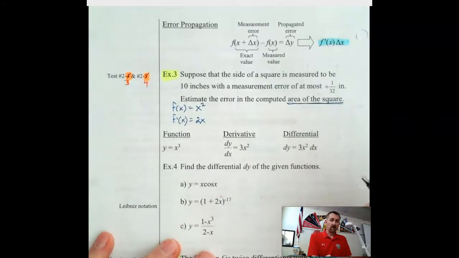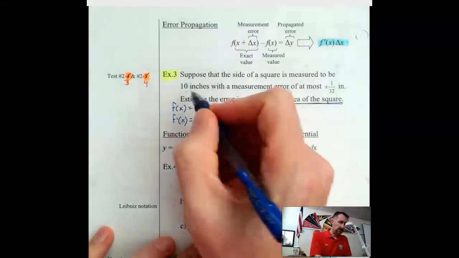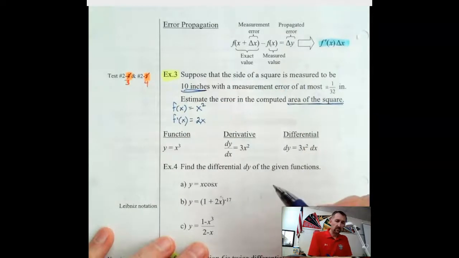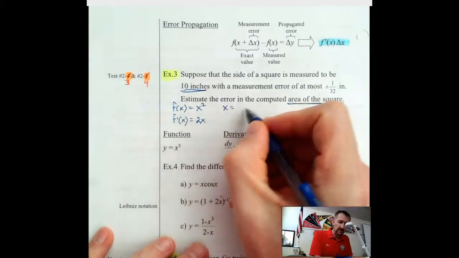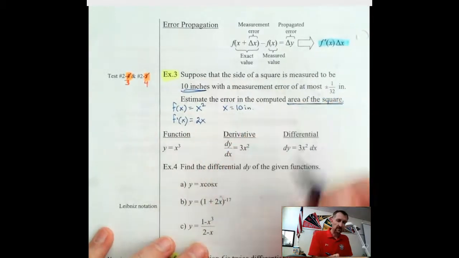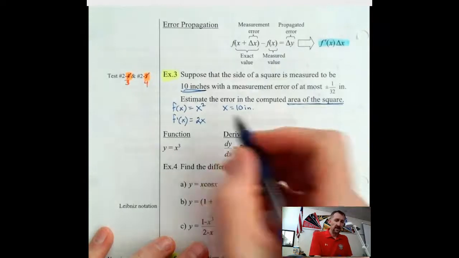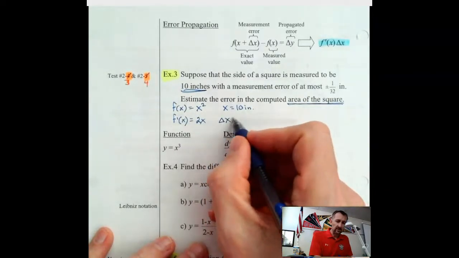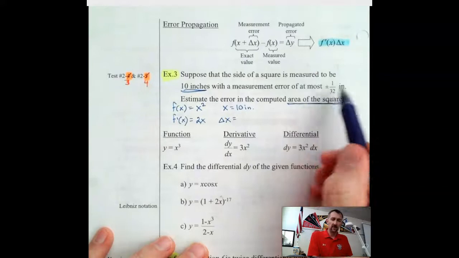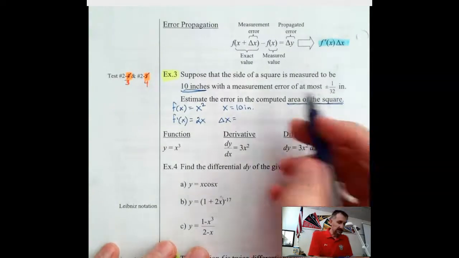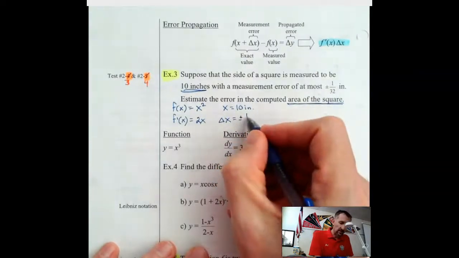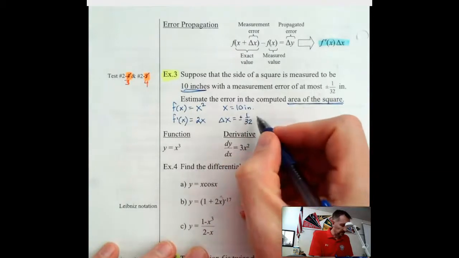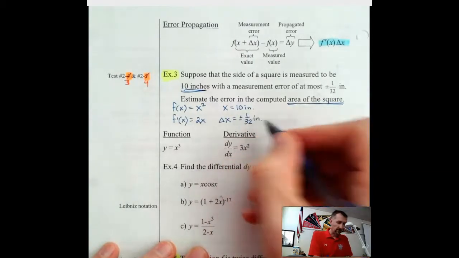Alright? Now, they told us that the measurement was 10 inches, so that's going to be x. So that's 10 inches. And then the last thing here, before we start to try to use the formula, is the error. And in this case, that's plus or minus 1 over 32 inches. Okay?